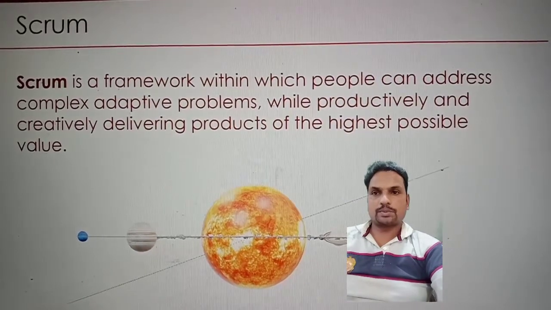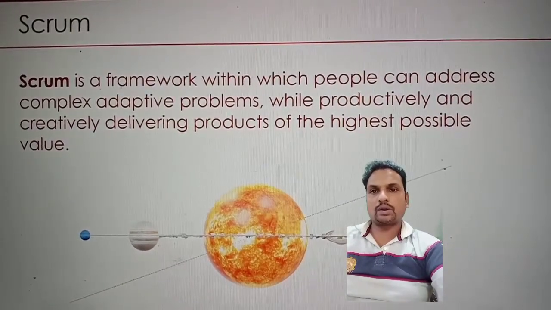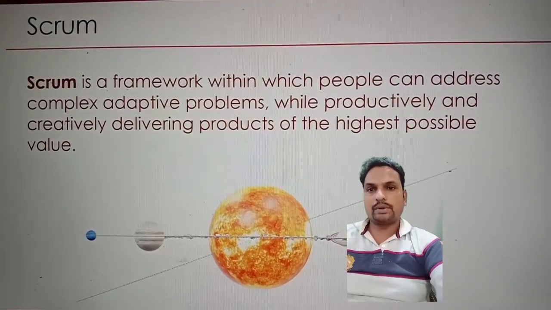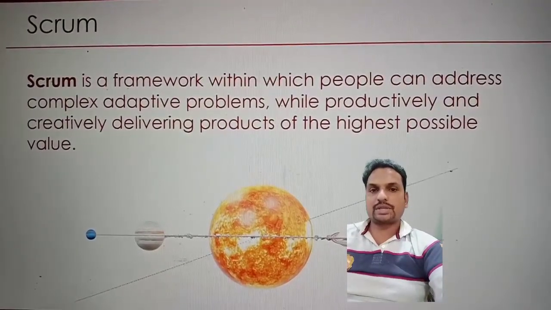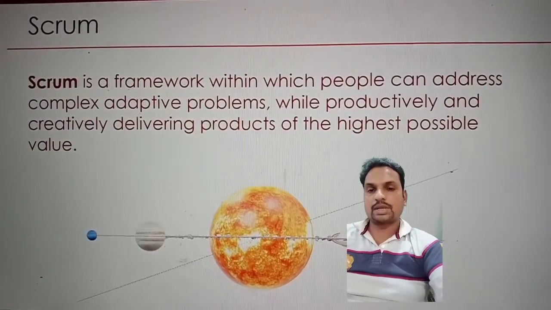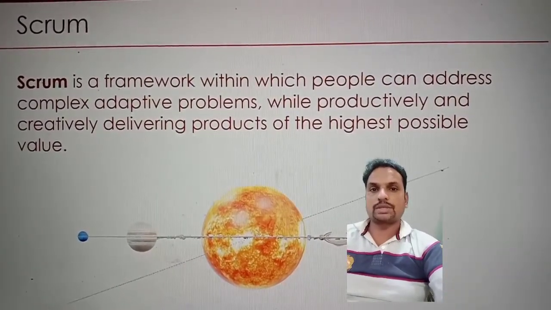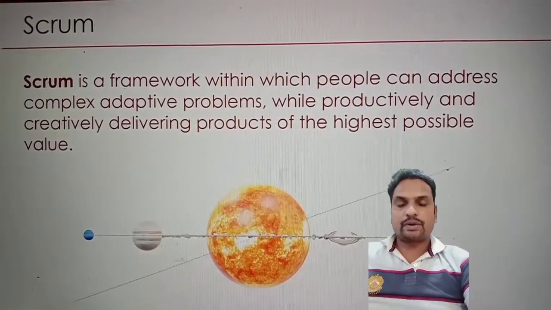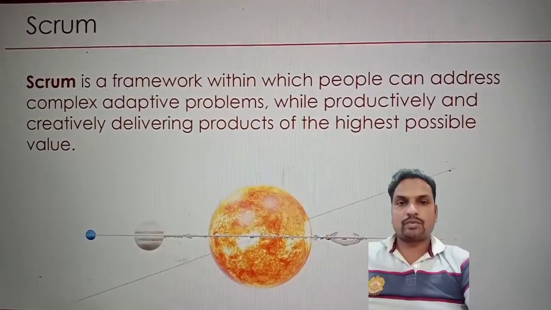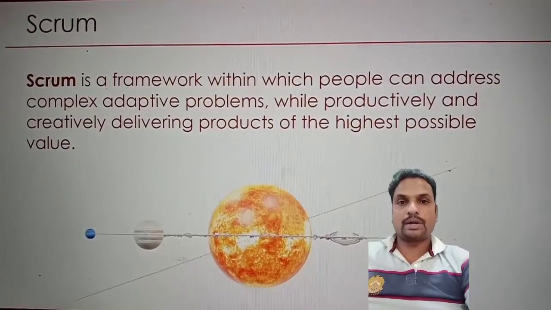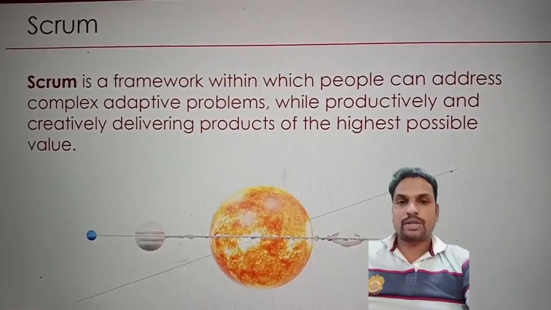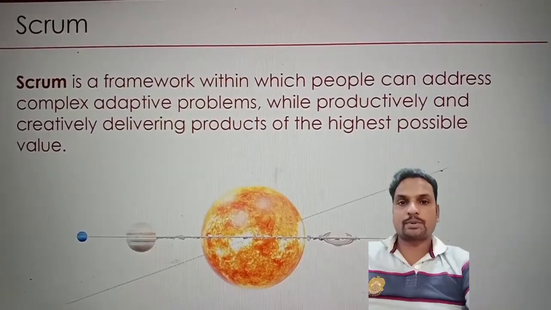The standard definition of Scrum is a framework within which people can address complex adaptive problems, while productively and creatively delivering products of the highest possible value. This definition is provided in the Scrum Guide by scrum.org. If you look at this definition, each word used in it has its own value, like framework, productively, adaptive, and delivering product with highest possible value. These words all have their own value and importance in the agile process.